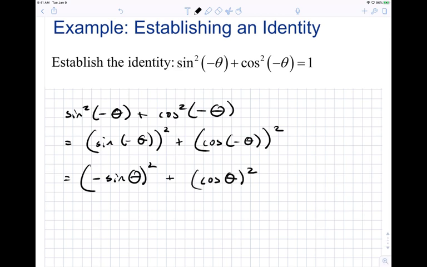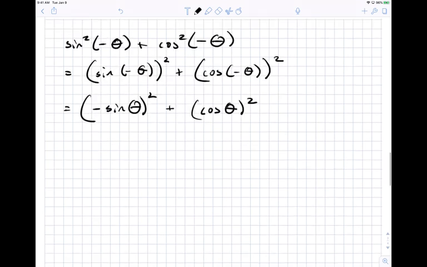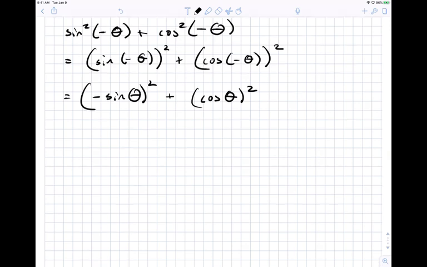What is negative sine of theta in this fashion squared? What is negative sine theta squared? What does that mean? So what does squared mean? Squared means a number times itself. So something times itself, right? So this means negative sine theta times negative sine theta. Okay? And then the last one becomes just cosine squared theta, right?